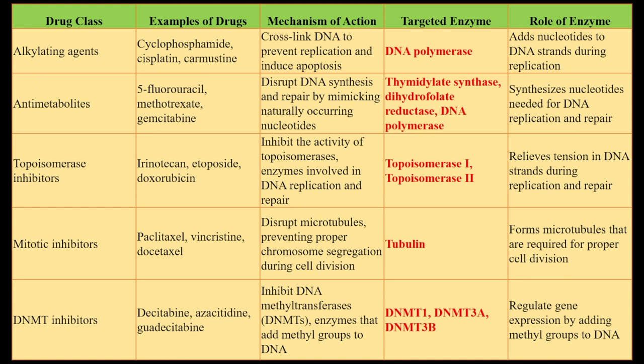So these are some of the drug molecules that are being developed. You can have alkylating agents, anti-metabolites, topoisomerase inhibitors, mitotic inhibitors, and DNMT inhibitors. Among the alkylating agents, you can have cyclophosphamide, cisplatin, and carbamazepine. They cross-link the DNA to prevent the replication, and the target enzyme is DNA polymerase, the enzyme involved in DNA replication, right?